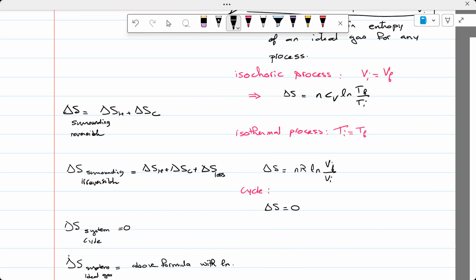If you have a system which is an ideal gas, then you use the above formula. So, pay attention Selena. The first comment is, what you said, delta SH plus delta SC, you can always use it if you are studying the surrounding and you have 2 reservoirs, a hot and a cold one, which is the case for the engine, for example.